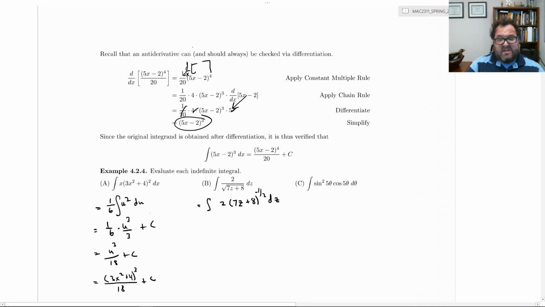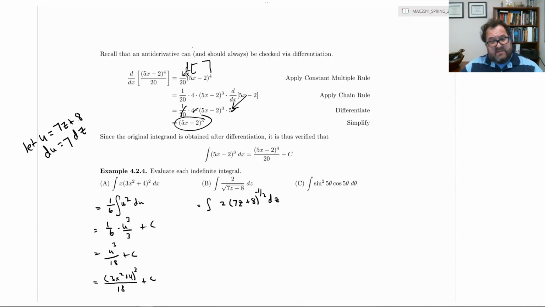Here, like I said, I think the inside function will do it for us. Let u equal the inside function, which is 7z plus 8. Okay, so immediately take the differential. du equals what? 7 dz. Okay, du equals the derivative times dz. So the derivative of 7z plus 8 is 7 dz.